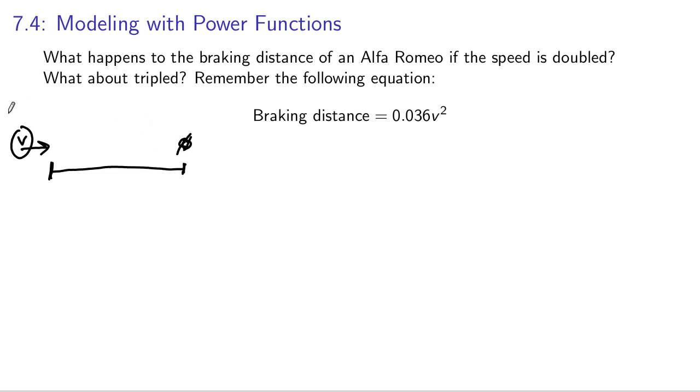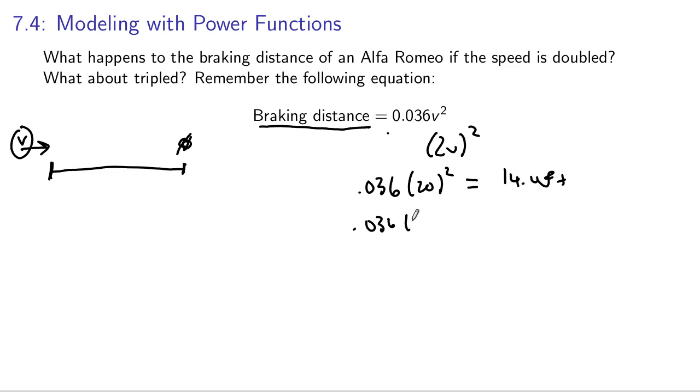So what happens to our braking distance if the speed is doubled? So if we double our speed, what would happen to our braking distance? Maybe it would help to plug in an actual number. So if the speed were 20 miles an hour, we would get a braking distance of 0.036 times 20 squared, which would be 14.4 feet.